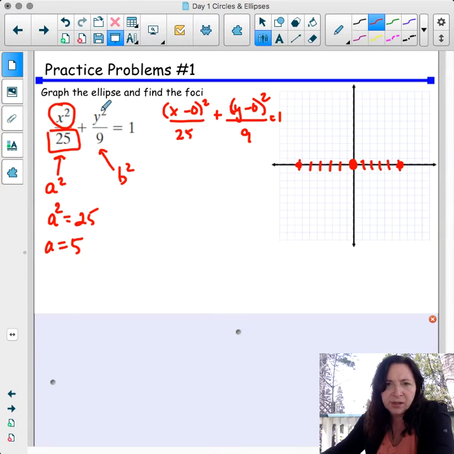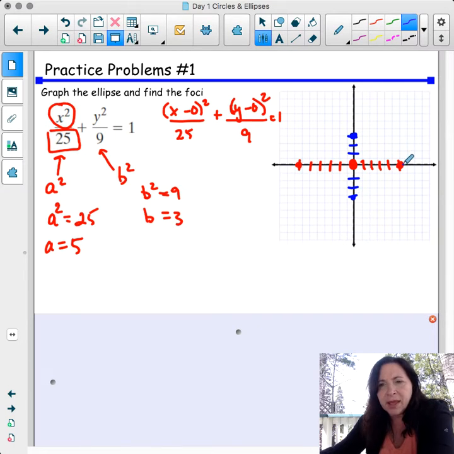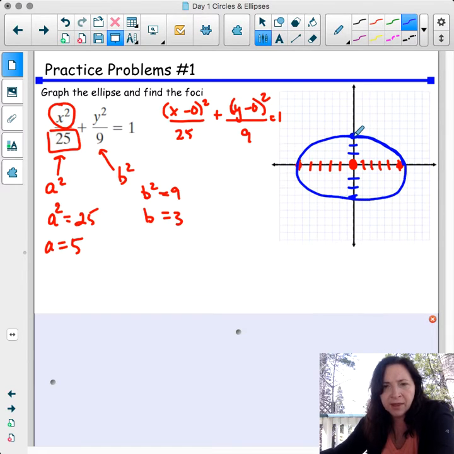Because this is underneath the y, I'm going to go up 9, because b squared is equal to 9. b is equal to 3. So I'm not going up 9, I'm going up and down 3. So that means that in the y direction, 1, 2, 3, 1, 2, 3. So that my ellipse now looks something like this. Okay, and so you're going to be responsible for graphing that.